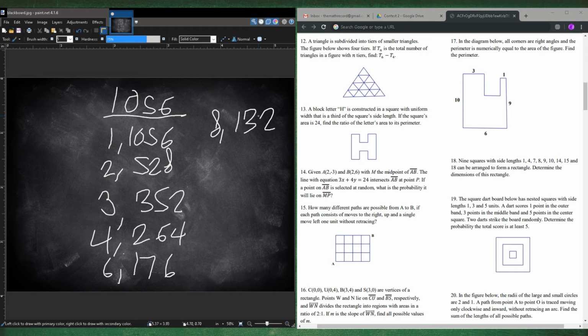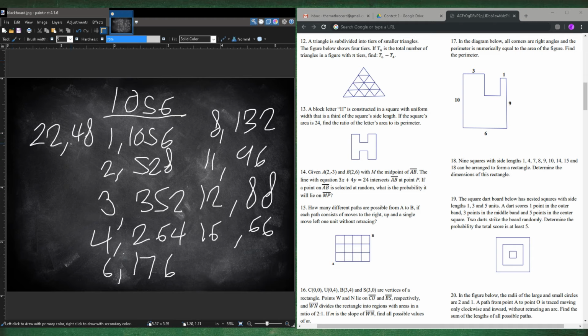10 doesn't work. 11 works. I remember 11 is 96. 12 is 88. 13 doesn't work. 14 doesn't work. 15 doesn't work. 16 works. 16 is 66. So we have 1, 2, 3, 4, 5, 6, 7, 8, 9. Okay, we have 9 of them. So there's 3 more. 17 doesn't work. 18, nope. 19 doesn't work. 20 doesn't work. 21. 22 I think works. 23 doesn't work. 24 maybe. Yeah, 24 and 44. And I think 32 is the last one, 32 and 33.